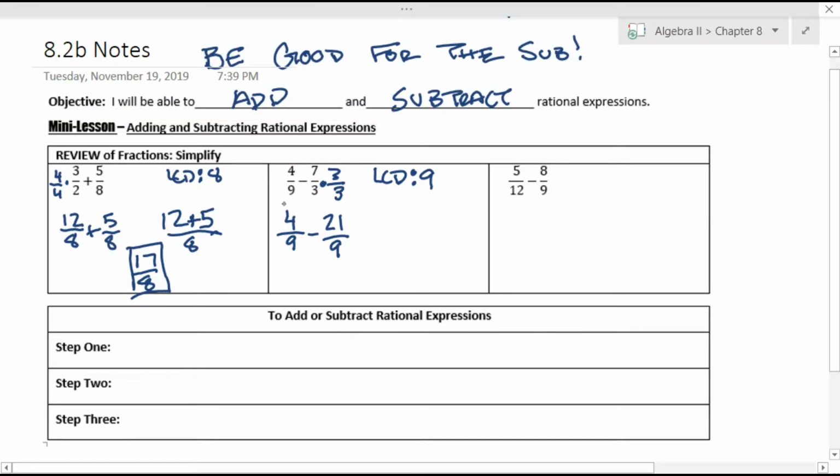So then when we subtract, 4 minus 21 on top, 4 minus 21 over 9. 4 minus 21 is negative 17/9. That's the answer.